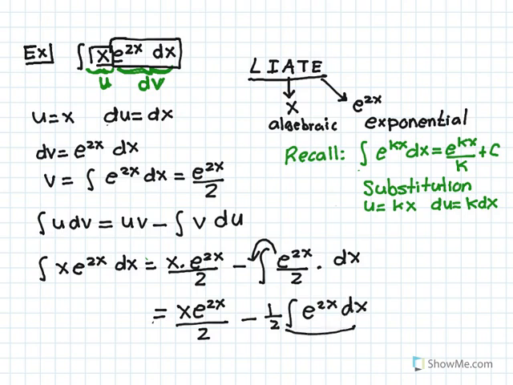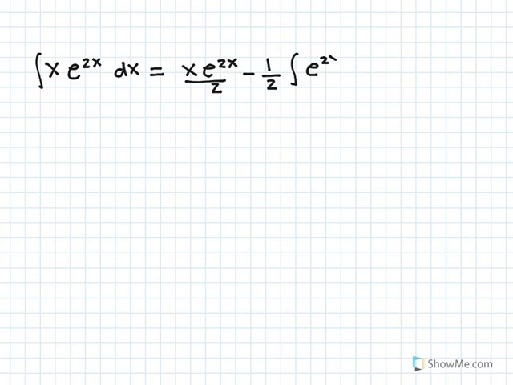We already solved this integral when we had to obtain v. When we integrated dv, we integrated e to the 2x. So we already know this result. This result is just e to the 2x divided by 2. So integral x e to the 2x dx is equal to x e to the 2x divided by 2 minus 1/2 integral e to the 2x dx. And we know how to integrate this. That's just e to the 2x divided by 2.